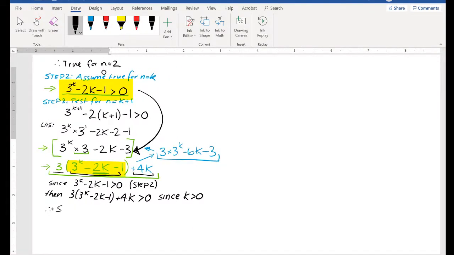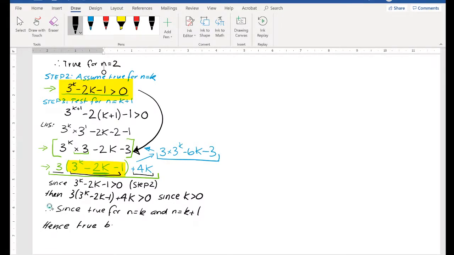So therefore, since true for n equals k and n equals k plus 1, hence true by mathematical induction. And I have done.